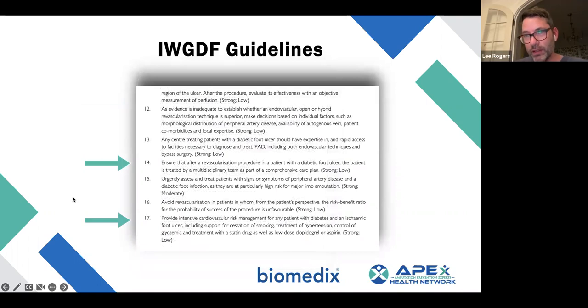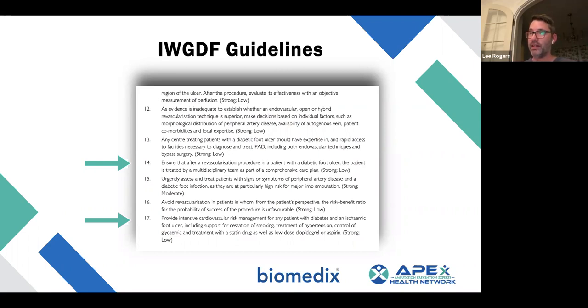So number 14 here, ensure that after revascularization in a patient with a diabetic foot ulcer, the patient is treated by a multidisciplinary team as part of a comprehensive care plan. Number 17, provide intensive cardiovascular risk management for any patient with diabetes and an ischemic foot ulcer, including support for cessation of smoking, treatment of hypertension, control of glycemia, and treatment with a statin drug, as well as low-dose clopidogrel or aspirin. Now, this was published, as you know, in 2019.